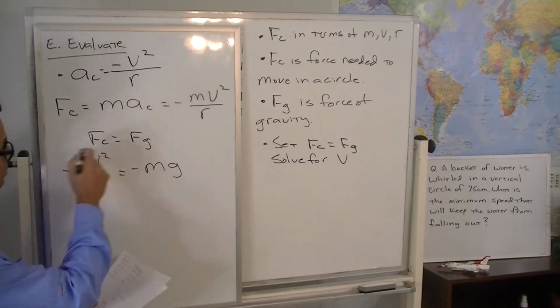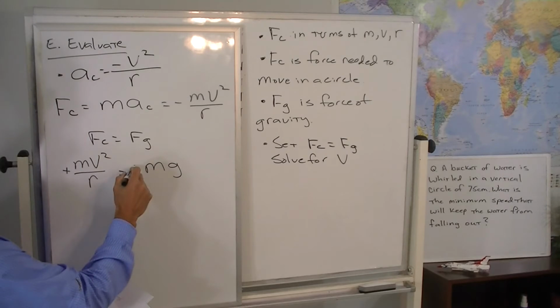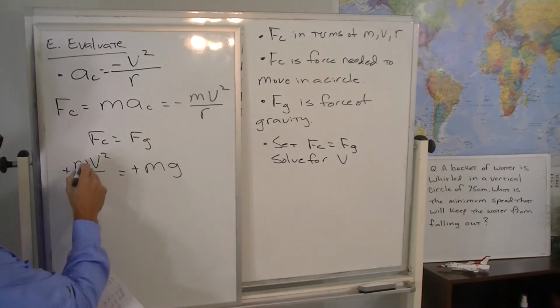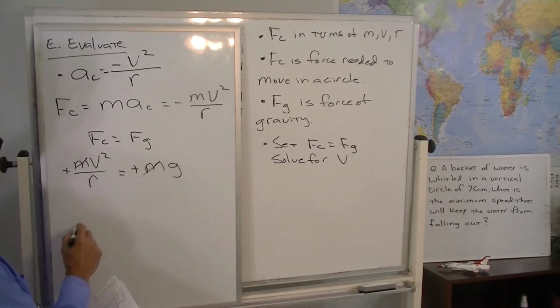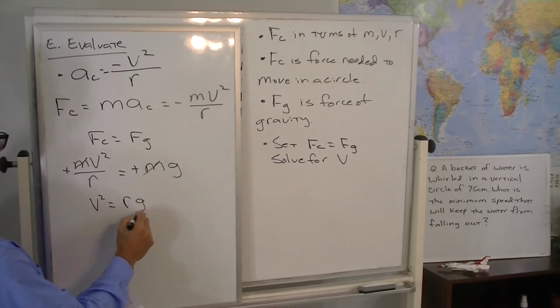Alright, so now we're at this stage where we're solving for v. Multiply through by negative 1, cancel out the mass as we thought it would, multiply both sides by r. So now the velocity is the square root.